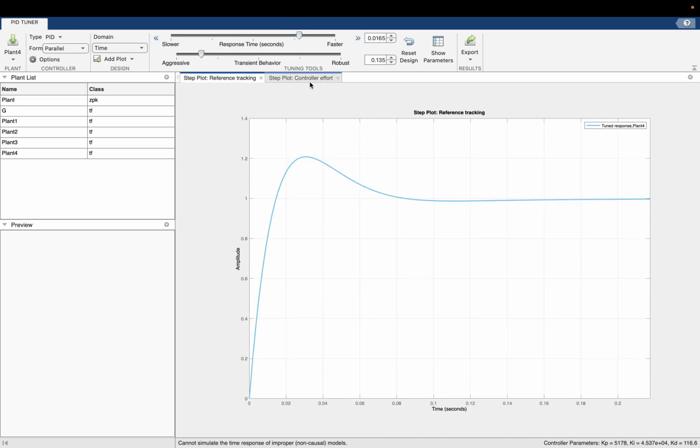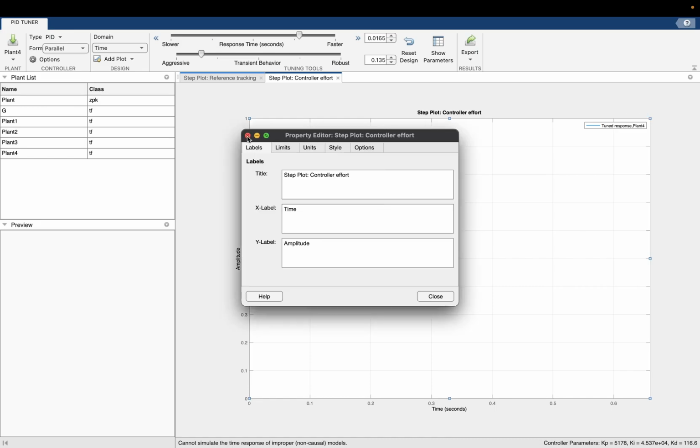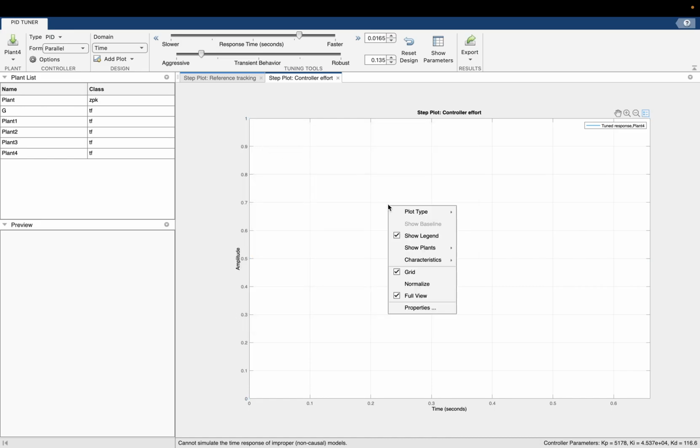Not sure why it's not plotting. Maybe some issue. Okay, maybe some other issue. Okay, never mind. I'm not sure why it's not plotting. It should technically plot.